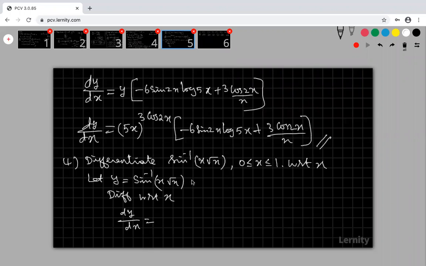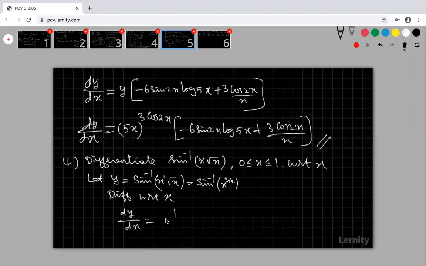What is my sine inverse of x formula? So first of all, you simplify this. What is my sine inverse of? This is x power 1. This is x power half. That is nothing but x power 3 by 2. Are you okay about this? My x root x means x power 3 by 2.